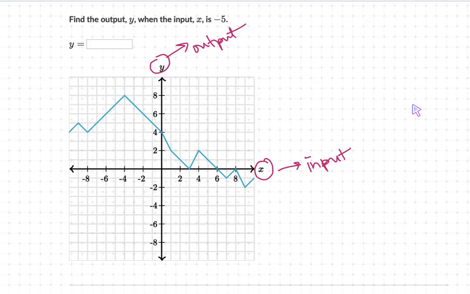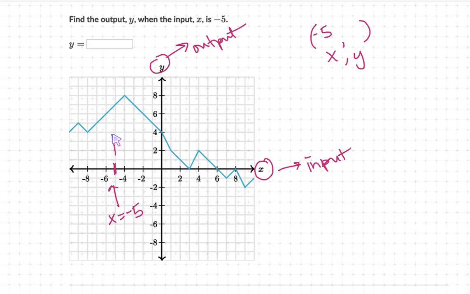Okay, so we have to find the output y when the input x is -5. So basically they're saying they want to find the x and y point. They're giving us the x as -5. So all we have to do here is just look up where the x and y meet at that point. Remember, x is going this way, left to right. So we have to find -5 on this axis. -5 is going to be right here. That's where x is equal to -5.